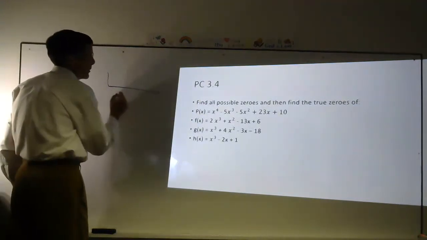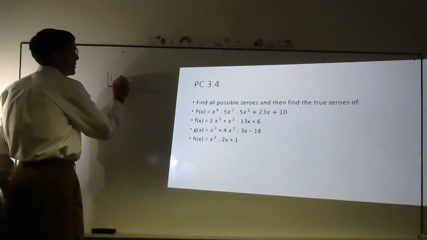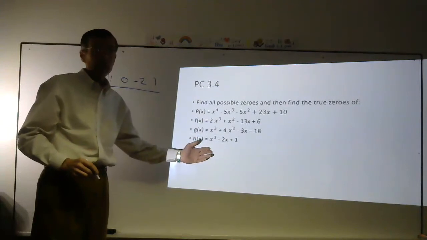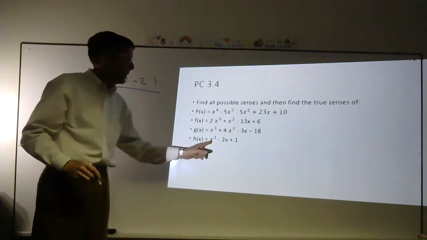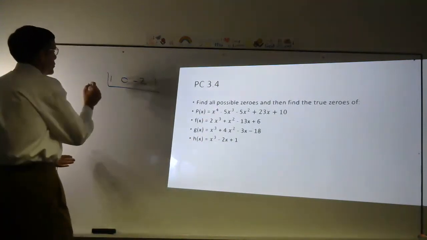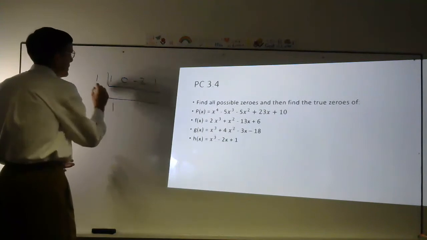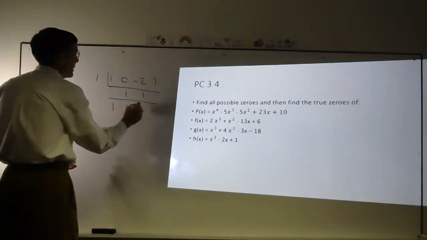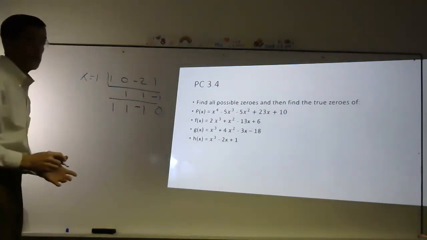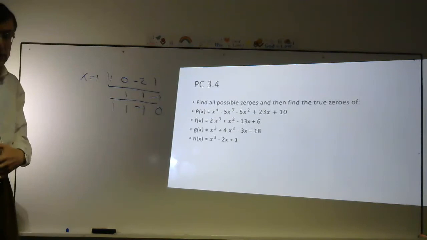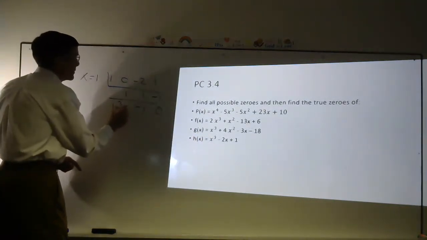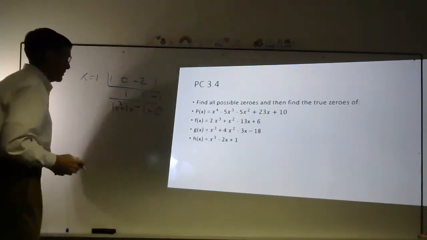This one has a missing term. 1, 0, negative 2, and 1. This is going to be easy for possible zeros. It's plus or minus 1 over plus or minus 1. It's plus or minus 1. That's all you got to choose from. So I'll try 1, 1, 1, 1, 1, negative 1, negative 1, work. So x equal to 1 is a 0. X minus 1 is a factor. This knocks it down 1. So this is 1x squared plus 1x minus 1 is 0.